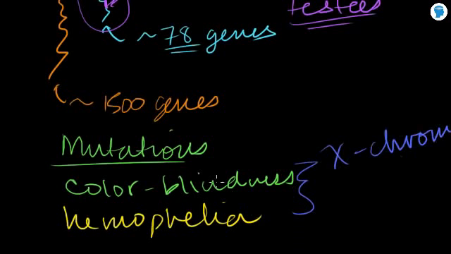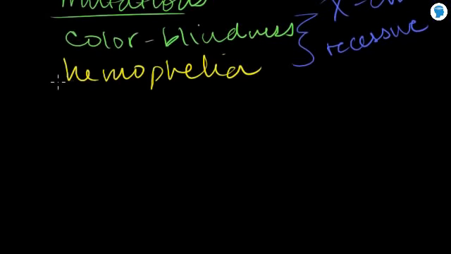And they're recessive mutations. They're recessive. So what does that mean? It means both of your X chromosomes have to have, let's take the case for hemophilia, both of your X chromosomes have to have the hemophilia mutation in order for you to show the phenotype of having hemophilia.